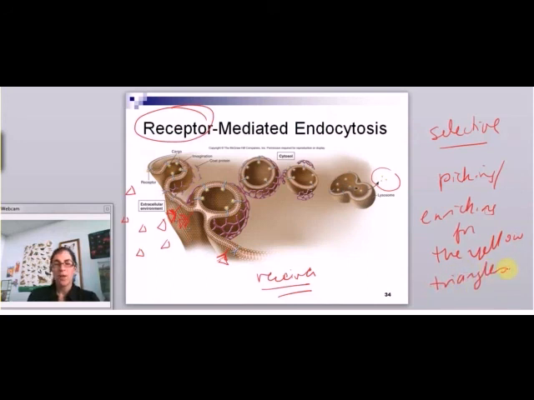All right, so that's a wrap on transport. Exocytosis and endocytosis let us get in our big materials, and we have passive and active transport to move smaller materials in the cell.